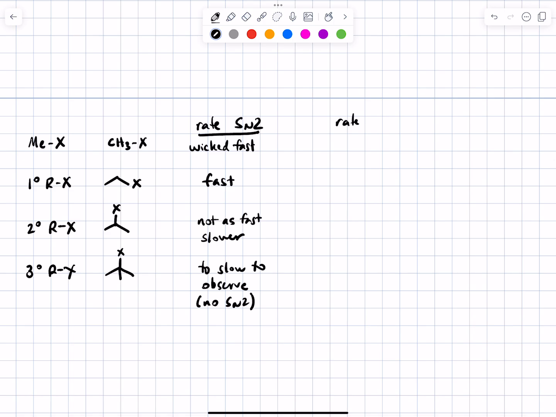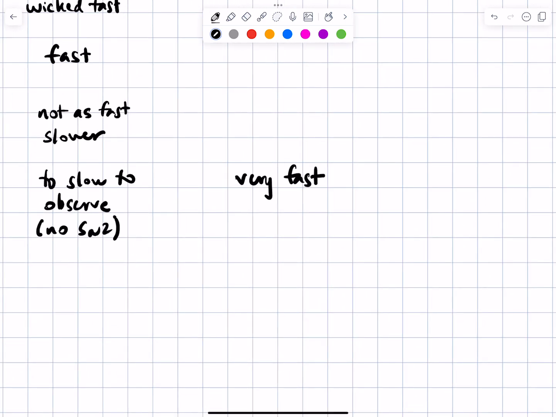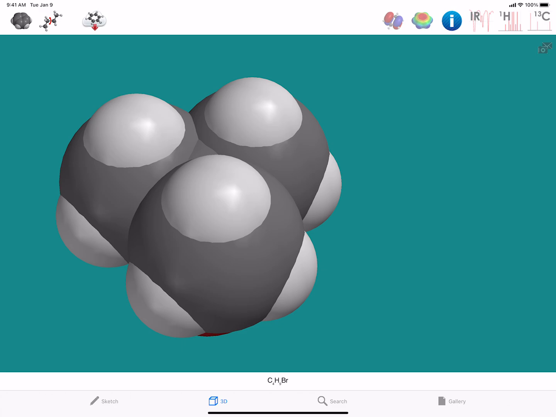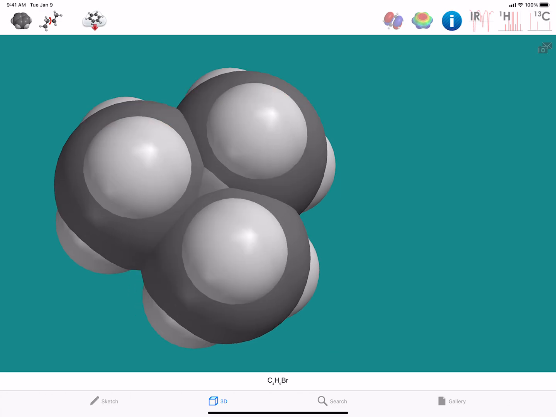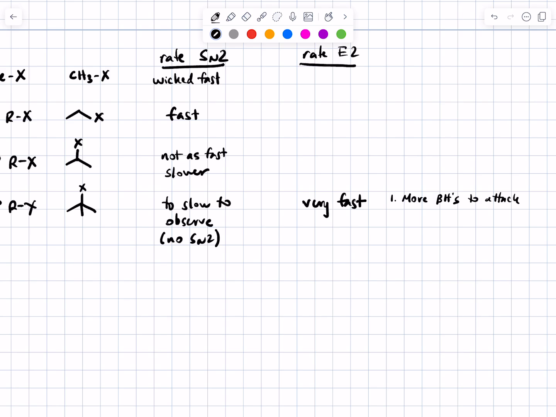All right, let's write rate of E2 here. It turns out the rate of E2 is very fast for tertiary alkyl halides. And there's a couple of reasons for that. Reason one is tertiary alkyl halides just statistically have more beta protons to attack. We can go back to Spartan and you can see that there are a lot of beta protons there poised, held anti to the leaving group and ready for attack. So there's a statistical issue that makes the E2 reaction fast. There's simply more beta protons available to attack.